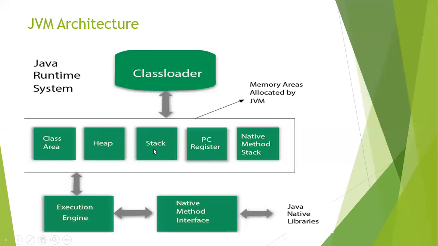This is all about stack. And the next one is PC register. PC means program counter. It contains the address of the Java virtual machine instruction currently being executed. And the next one is native method stack. It contains all the native methods used in the application. And the next one, we understand the execution engine. Execution engine contains a virtual processor, interpreter, and just-in-time compiler.